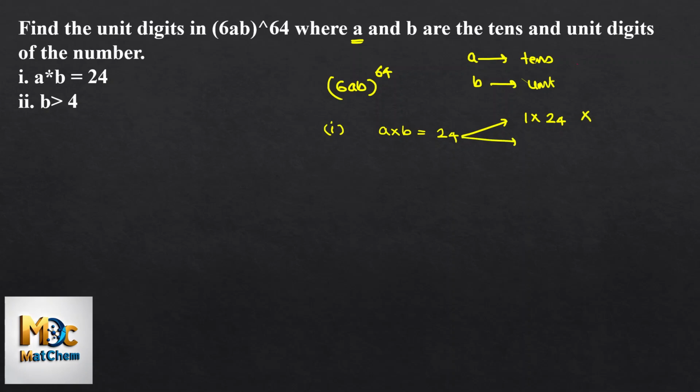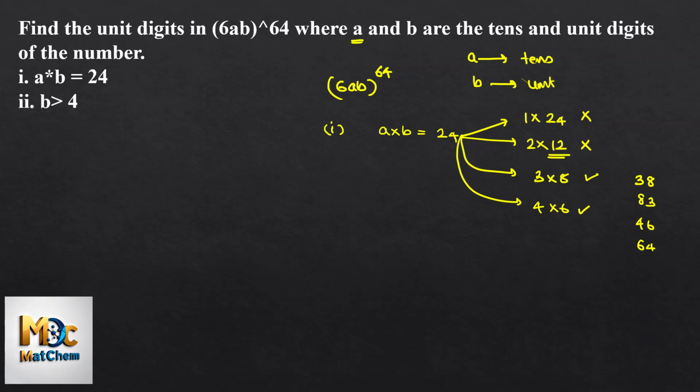The second possibility is 2 into 12. 12 will not come because we can take only one digit, so it is also not possible. Then the possibility is 3 into 8. That is a possibility. Then it can be 4 into 6. Now, you can understand that AB can be either 38 or 83, 46 or 64. But using statement 1 alone, you cannot say which particular number is going to be correct.